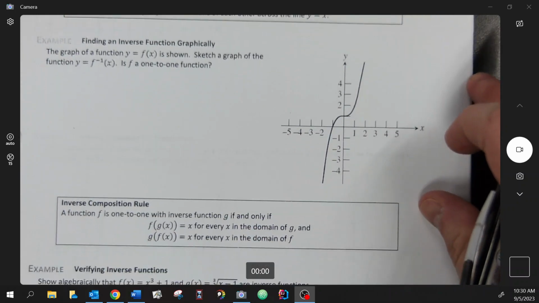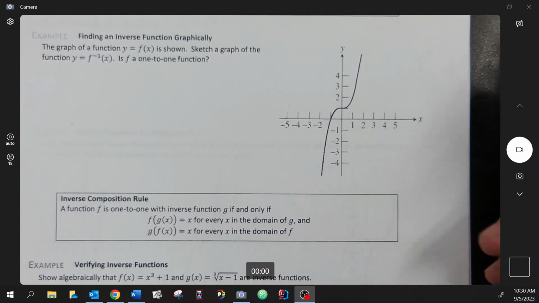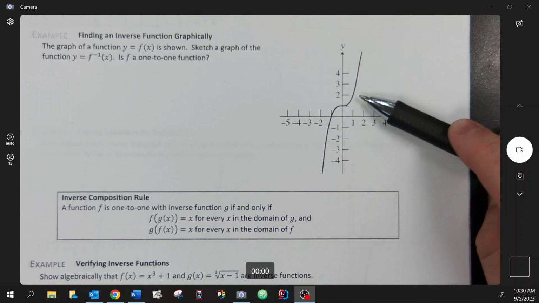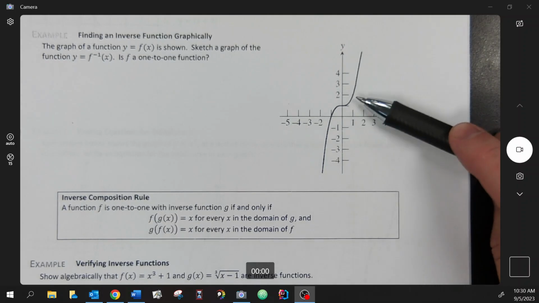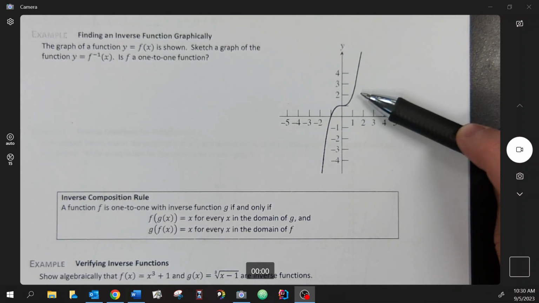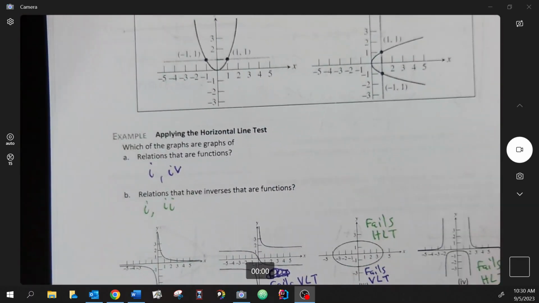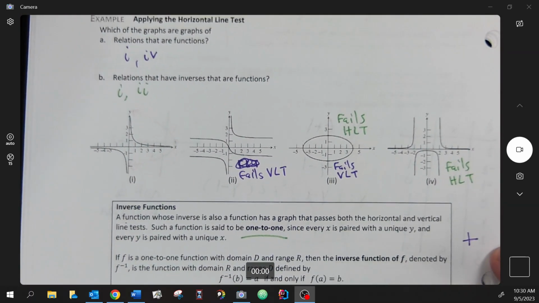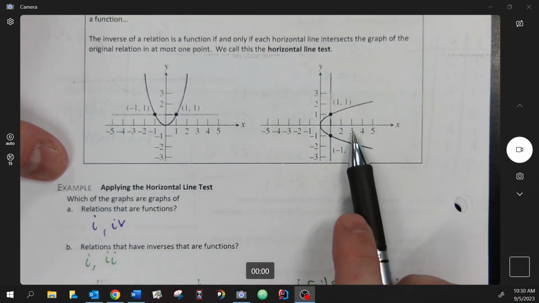So here, we can sketch the inverse of this function. Before I do though, we know this is a function because it passes the vertical line test. Does it pass the horizontal line test? Yes, it does. It also passes the horizontal line test. Remember, horizontal line test. This fails the horizontal line test, which means its inverse is not a function.